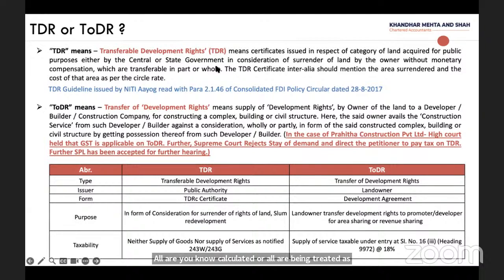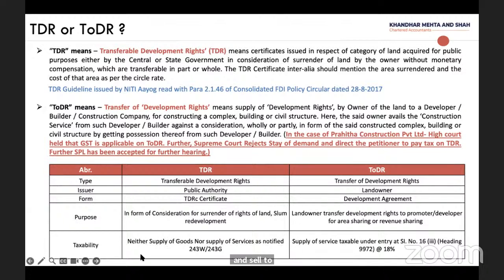Transferable development rights are basically certificates that are issued by public authorities like the municipal corporation, or by state or central government, in consideration of surrender of land. This is a TDR guideline issued by Niti Aayog. I have picked up this paragraph from that. So if I do a slum rehabilitation project, of course the municipal corporation is not going to pay me any cash consideration, but it will tell me that it is going to give me transferable development rights that I can use in any other project, or that are freely tradable in the market. You can go ahead and sell to any needy promoter.